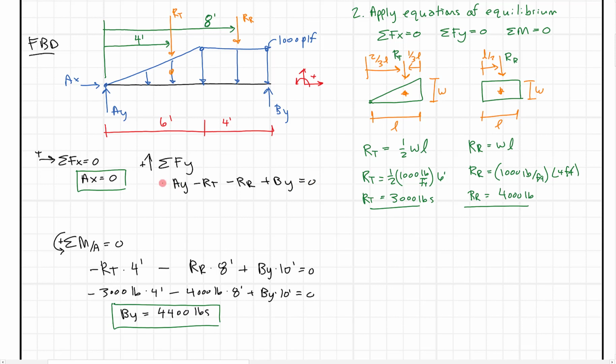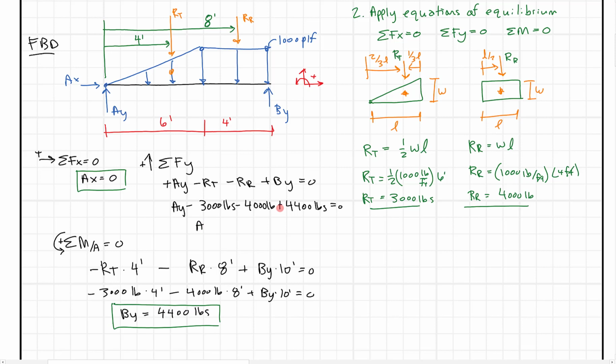So AY is going up, so I say it's plus, RT is going down, opposite of our positive sign convention, RR is down, opposite of our positive sign convention. BY is up. And now we can just plug in. So here we have AY minus 3,000 pounds, minus 4,000 pounds, plus 4,400 pounds. All has to equal 0. So when we're all done, oops, I missed it. This is a plus. So hopefully you caught my mistake.